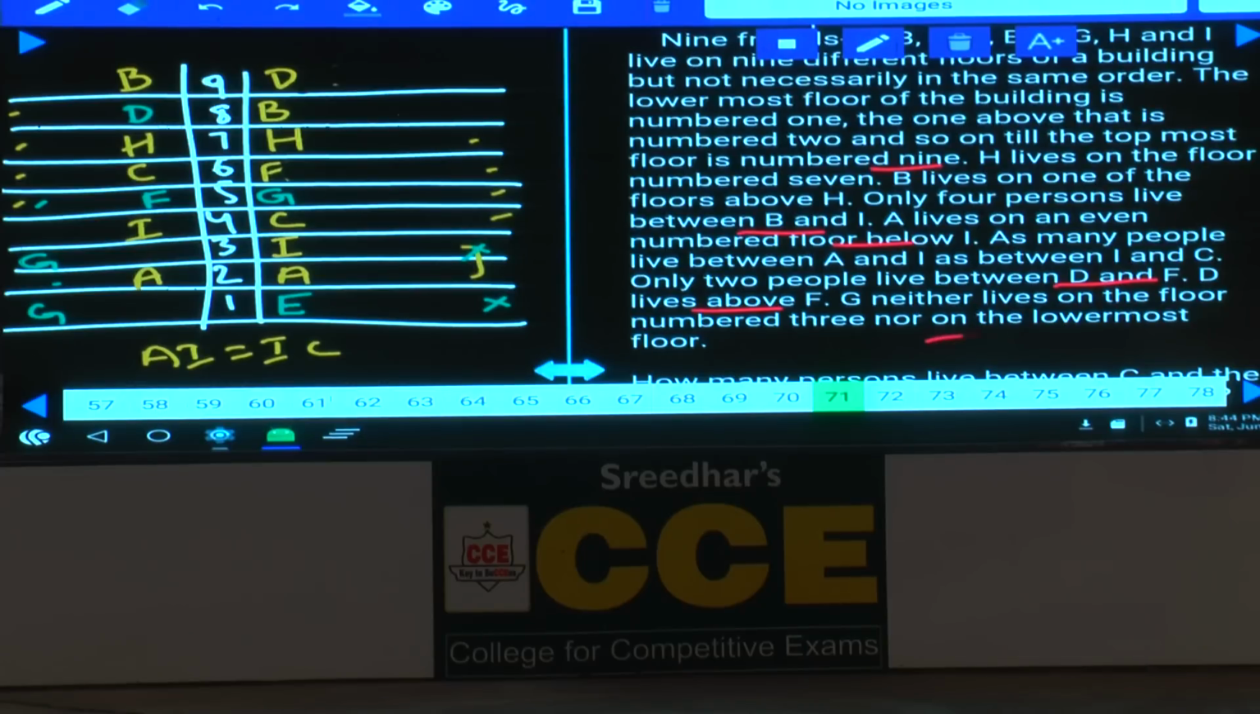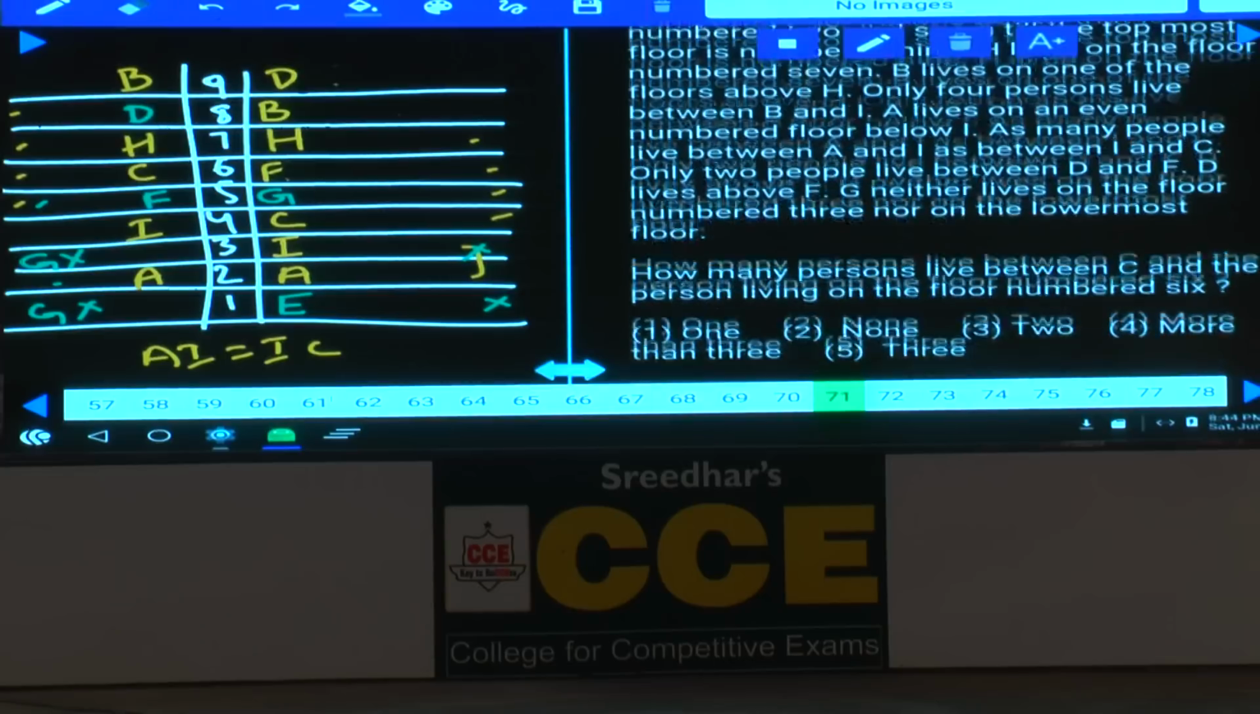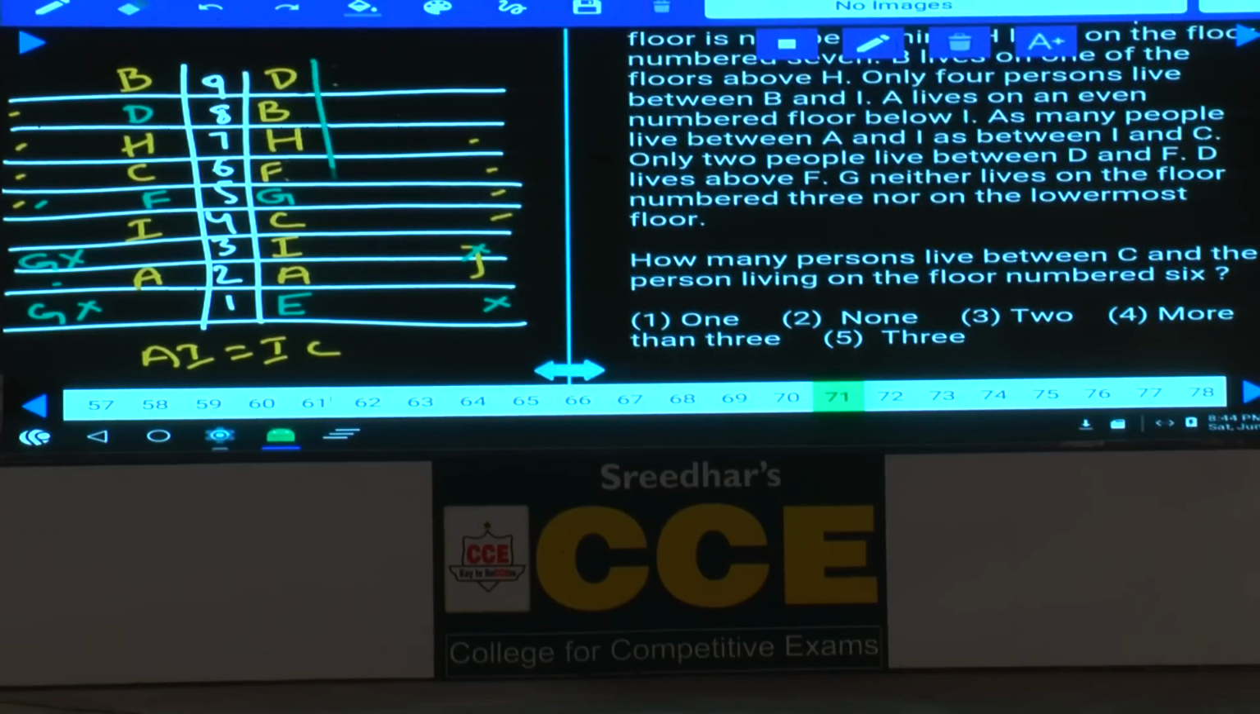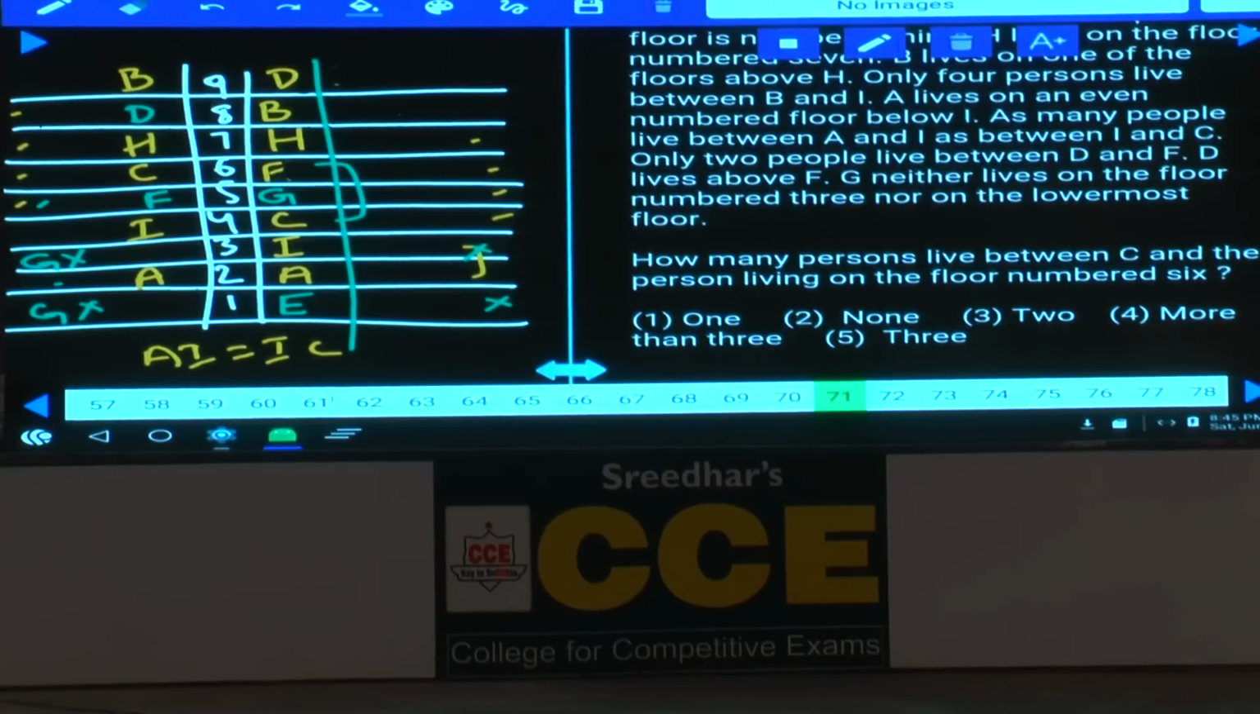But as the condition is neither on the 1st nor on the 3rd, hence G cannot be in these 2 places. Then what is your answer here? Hence E. We are left with only 1 case. Then how many persons live between C and the person living on floor number 6? Now between C and F, there is only 1 person, that is Z, choice 1.